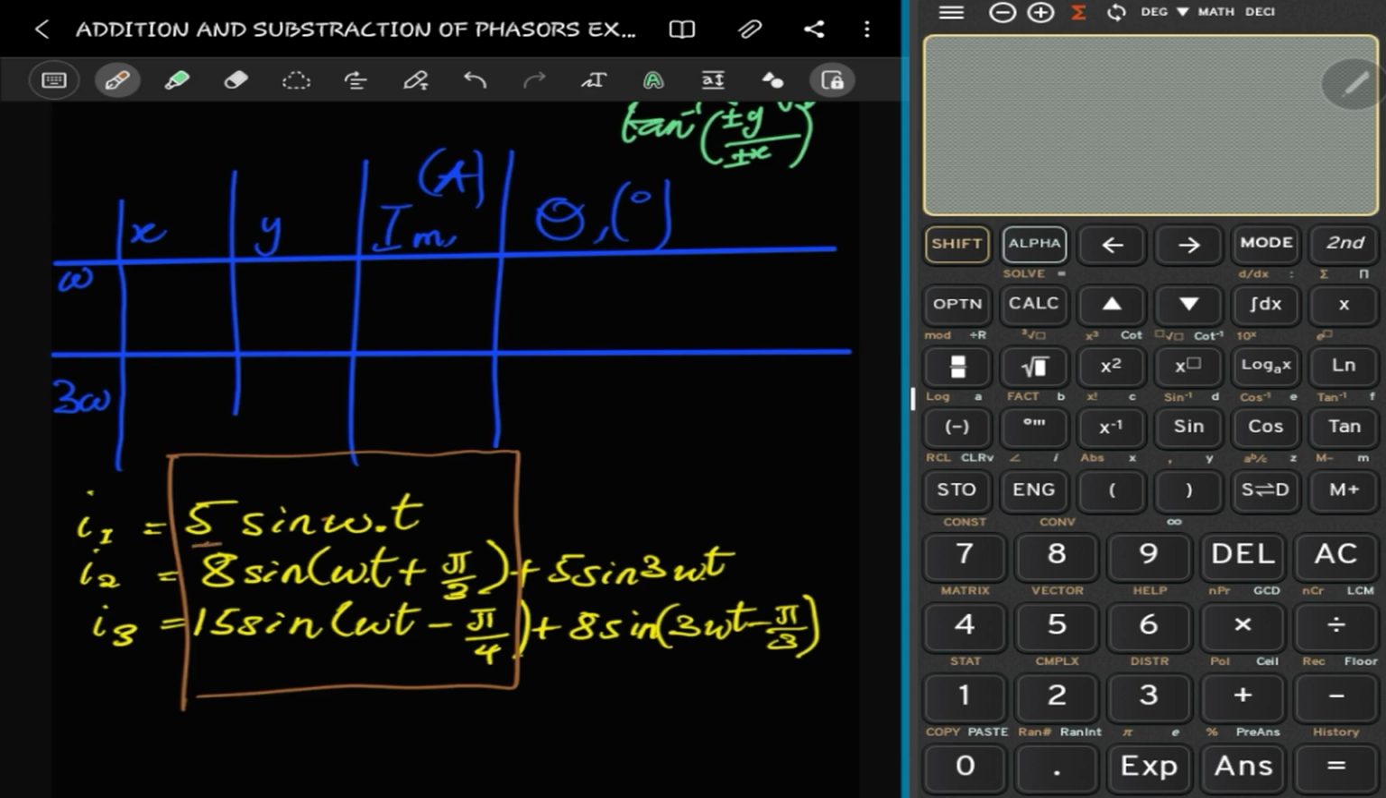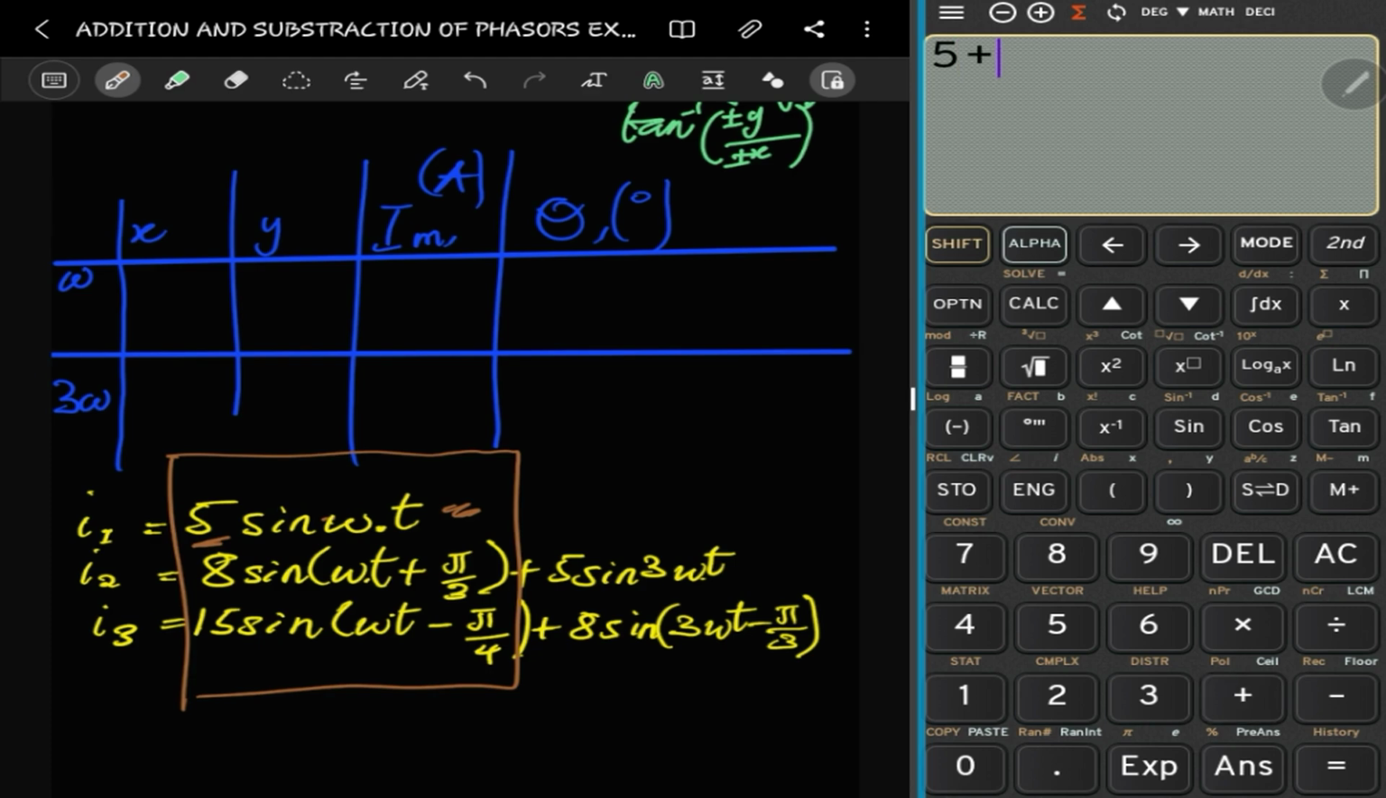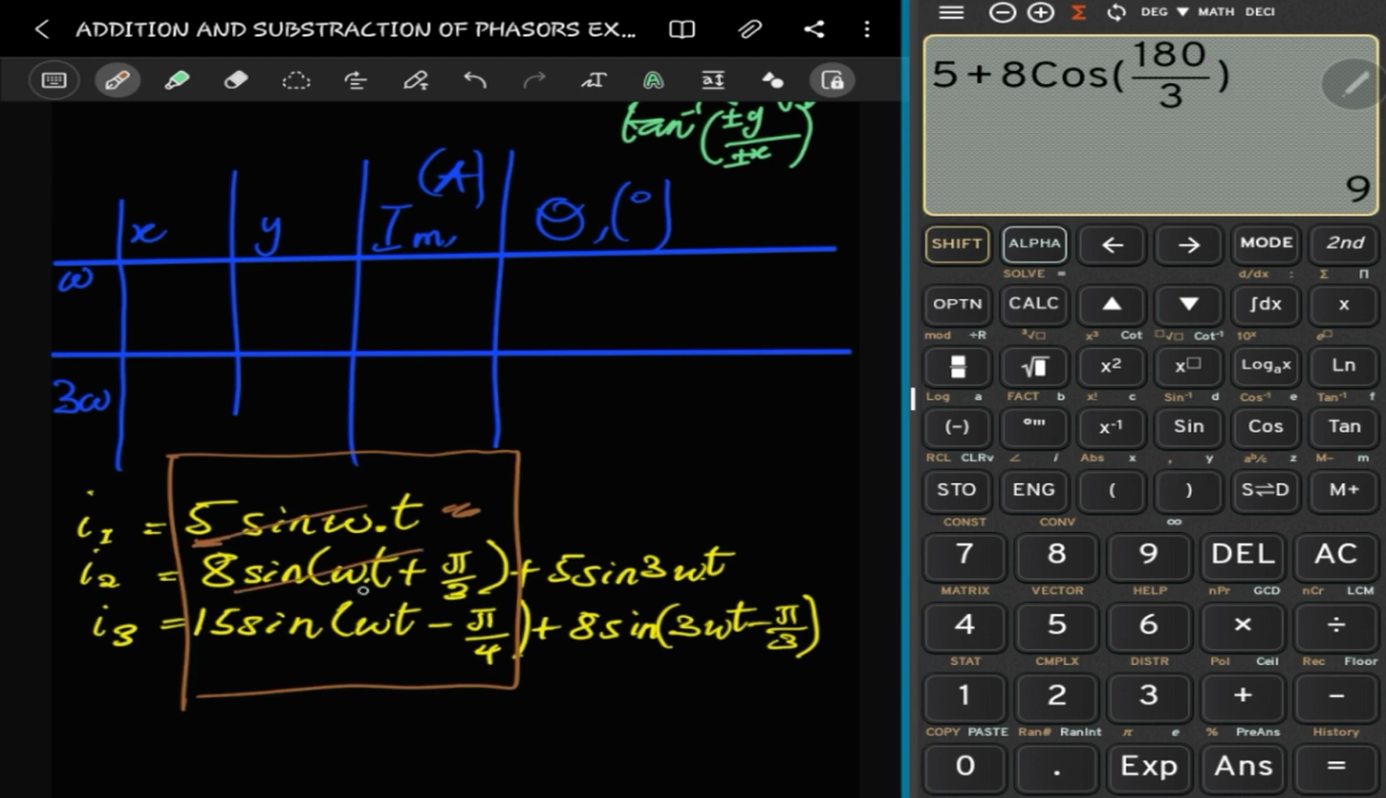we start with this one right here, right? So that one is just straightforward. You can see that there's no phase shift here, so it's just 5. 5 plus, what's the next one? This is 8, and there's a phase shift, so we do 8 cos, pi on 3, where pi is basically 180, so 180 on 3. And we are done with this.